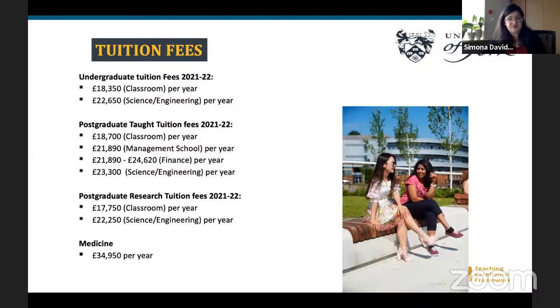These are the tuition fees for the postgraduate taught programs. Specifically for politics, it will be £18,700 per year, which is the classroom-based teaching. So in politics, we do mainly classroom-based teaching. Some programs have components such as study trips and placements. So those will be done by the students themselves.